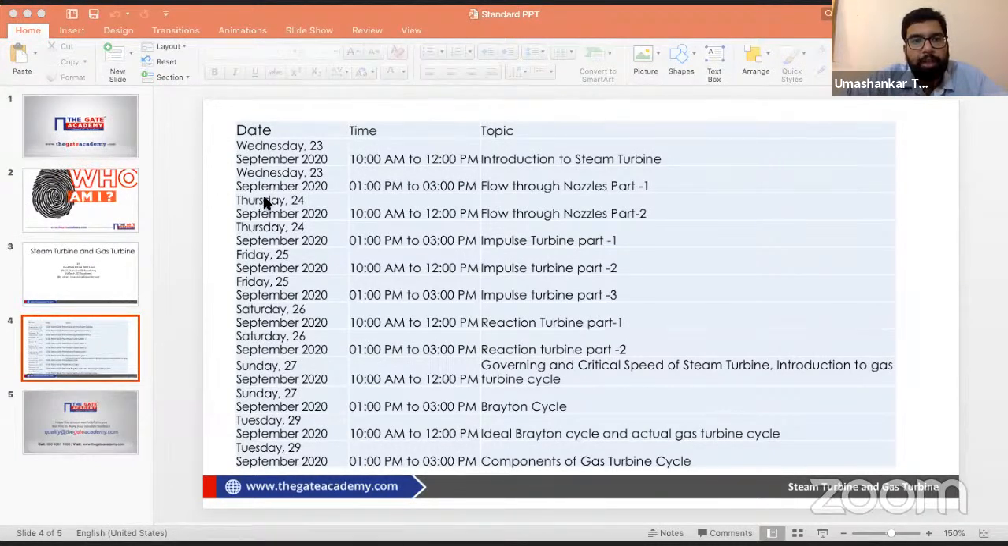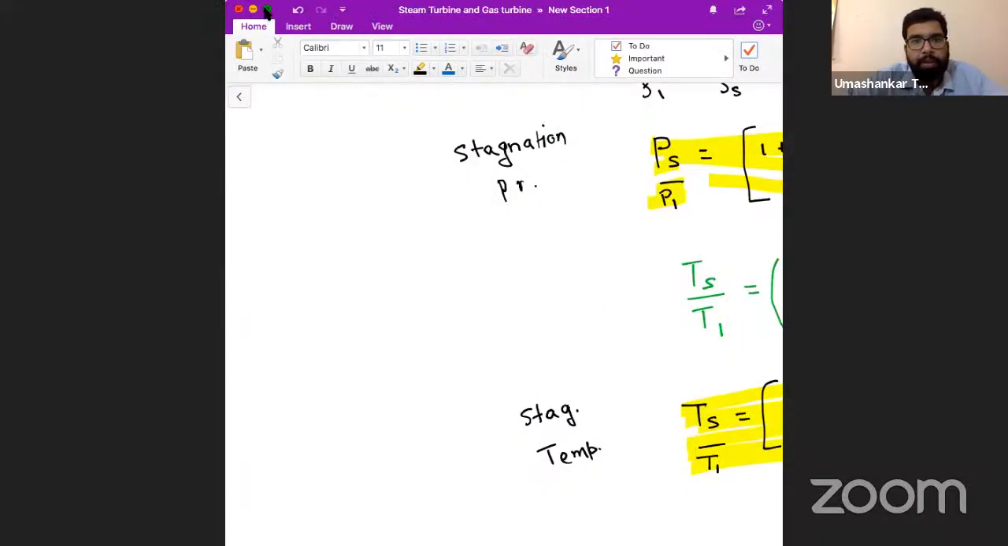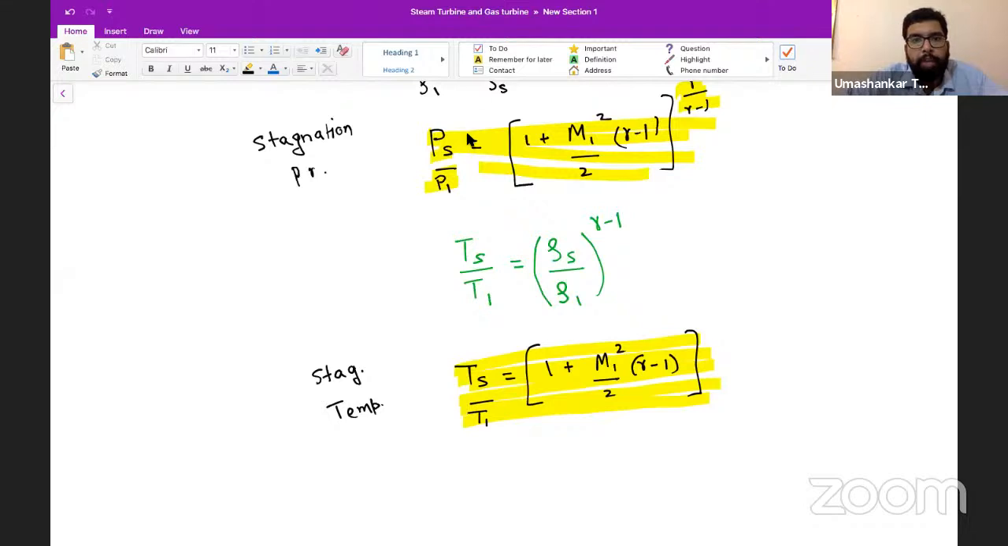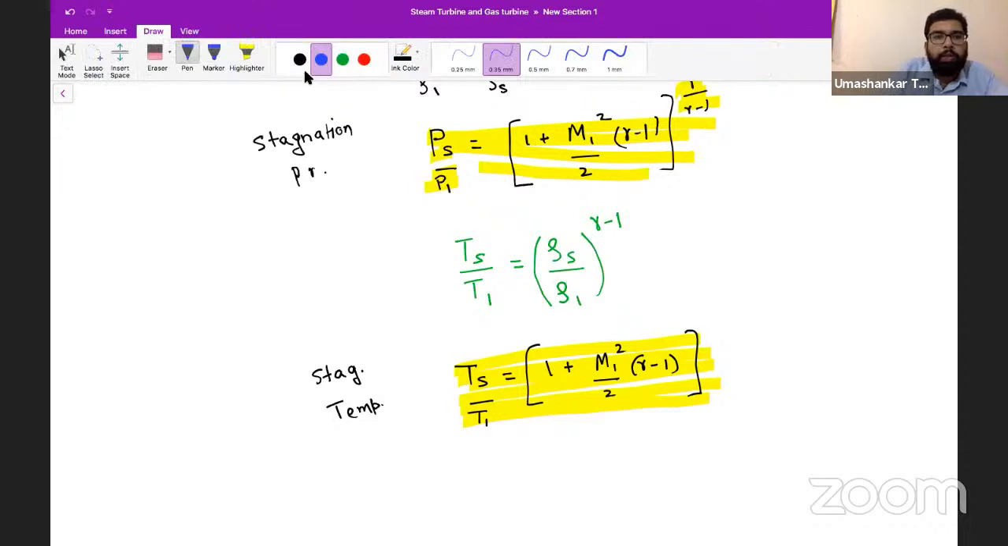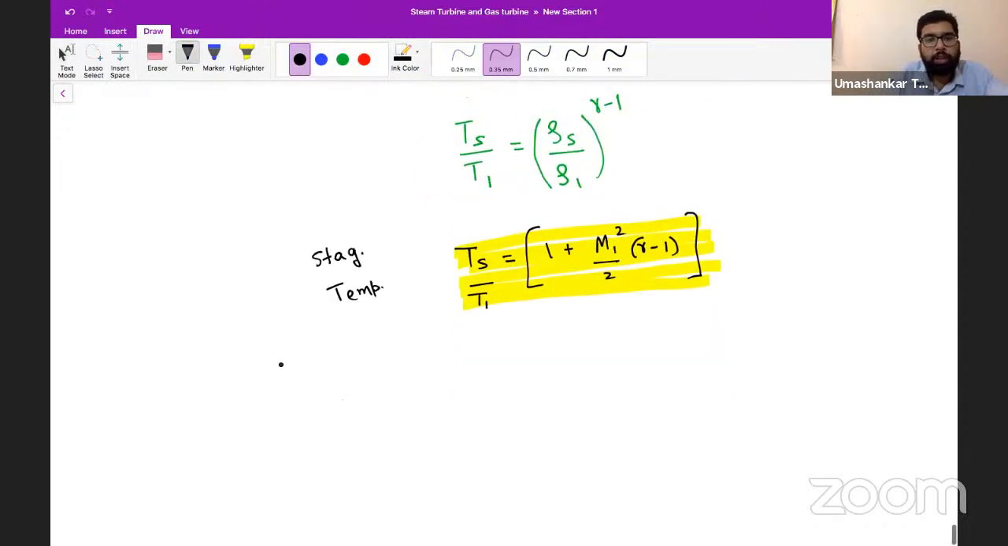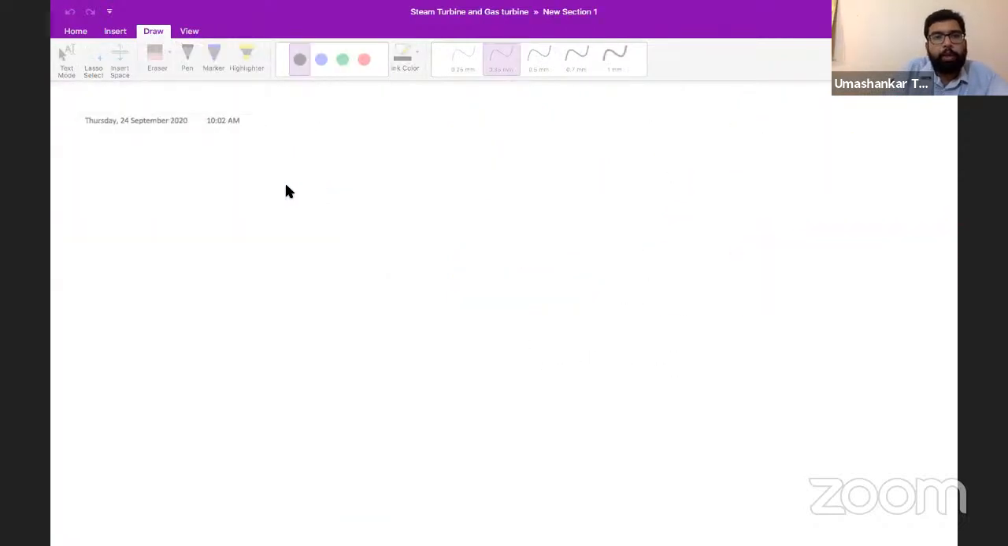So what we learned yesterday, you can see on the screen. We have seen the velocity of sound. We have seen the expression for velocity of sound. Yes or no? What we have seen in the previous lecture is the velocity of sound.